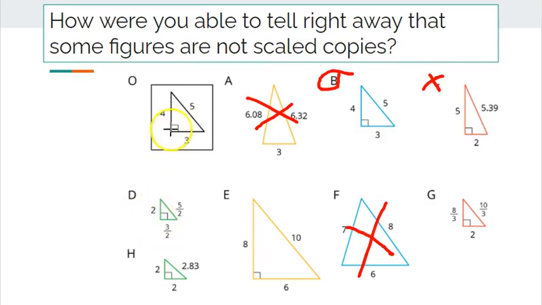What about D? We go from 4 to 2, that would be divided by 2. 5 divided by 2, would that be 5 halves? 3 divided by 2, would that be 3 halves? Yeah, that would work. So D would work.